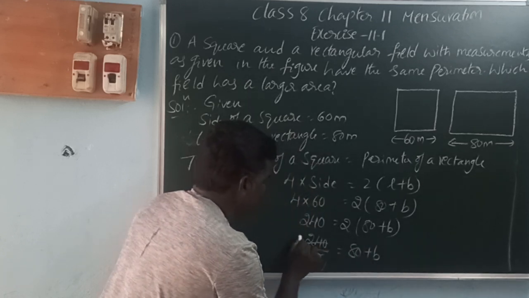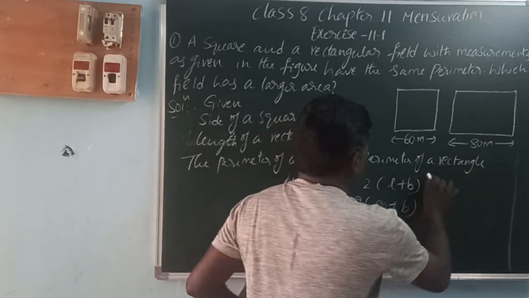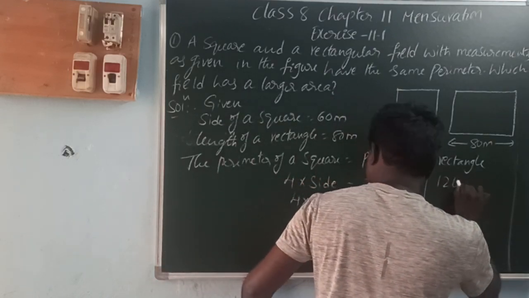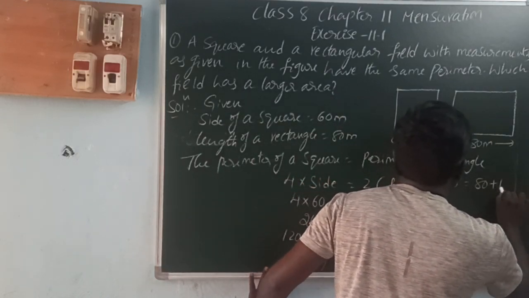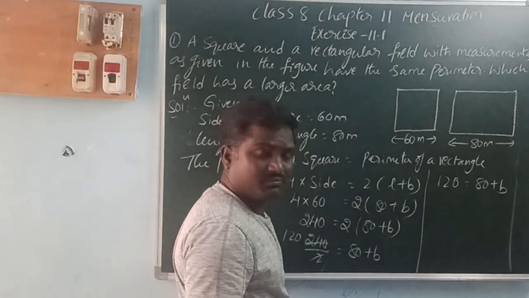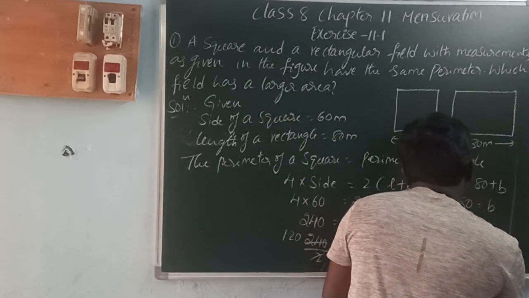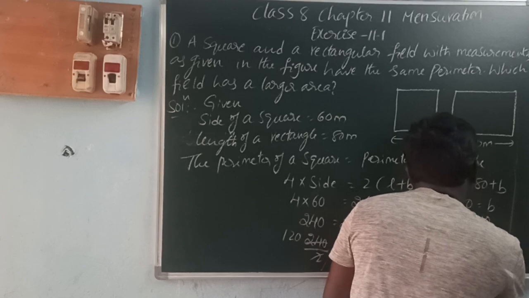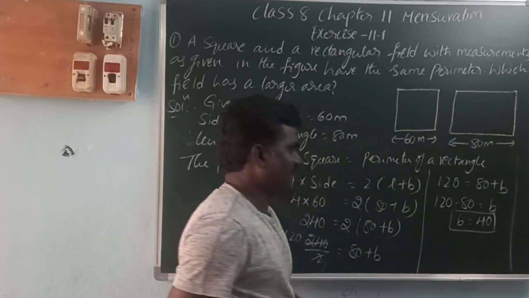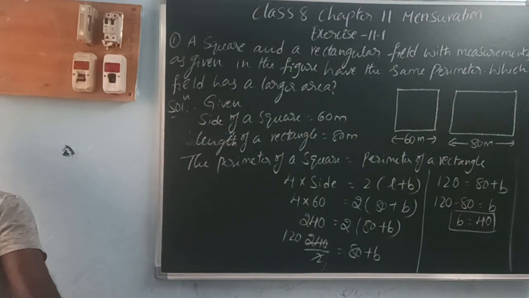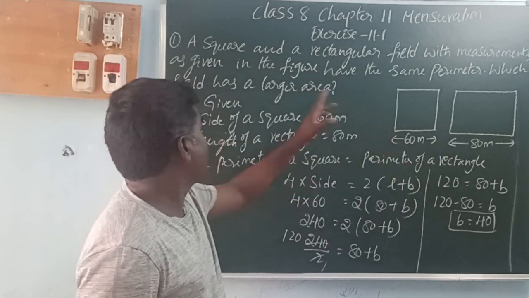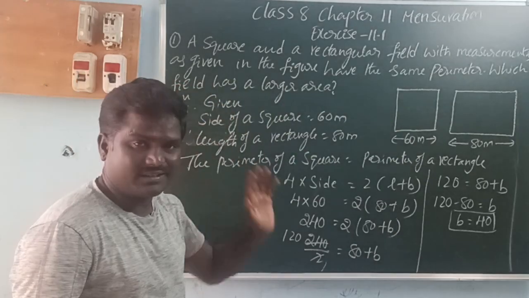So 120 is equal to 80 plus b. 80 goes to the other side as minus. So 120 minus 80 is equal to b. B is equal to how much? 40. So breadth of a rectangle is 40. But here what is asked is which field has a larger area.